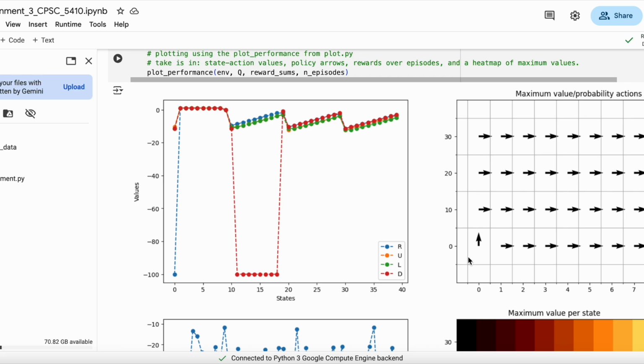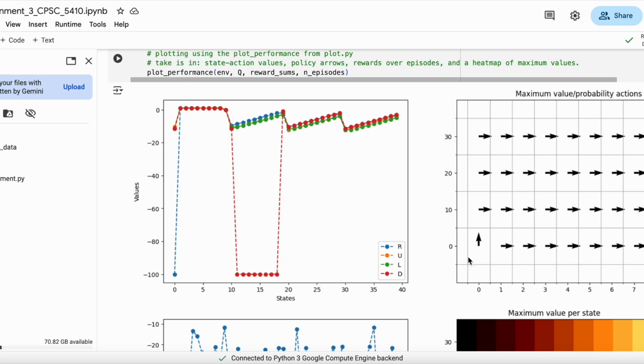For the top left graph, each dot represents the learned Q value of an action in a specific state. As I already mentioned, RULD are the actions that the agent can take, which are right, up, left, and down. The x-axis is the state numbers that range from 0 to 39, which we know because the Cliff World grid is 4 by 10, and the y-axis represents the Q values.